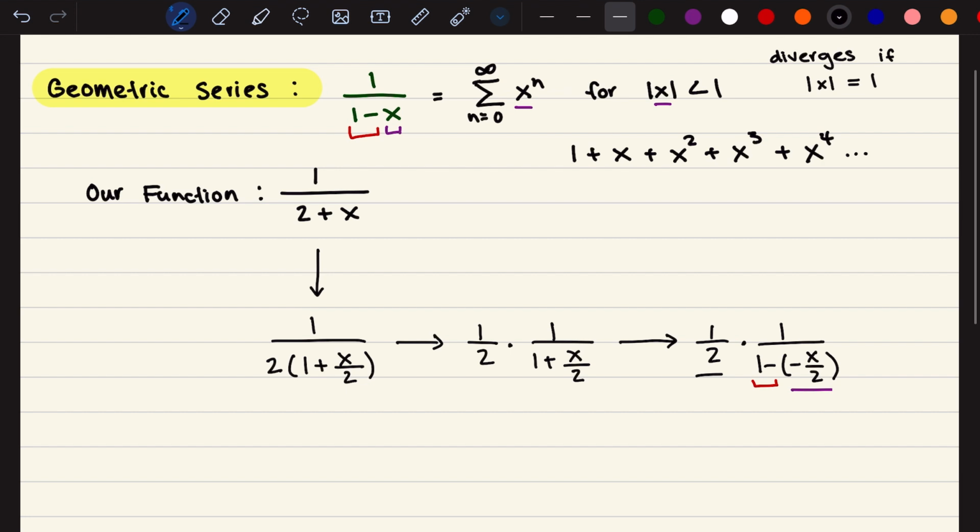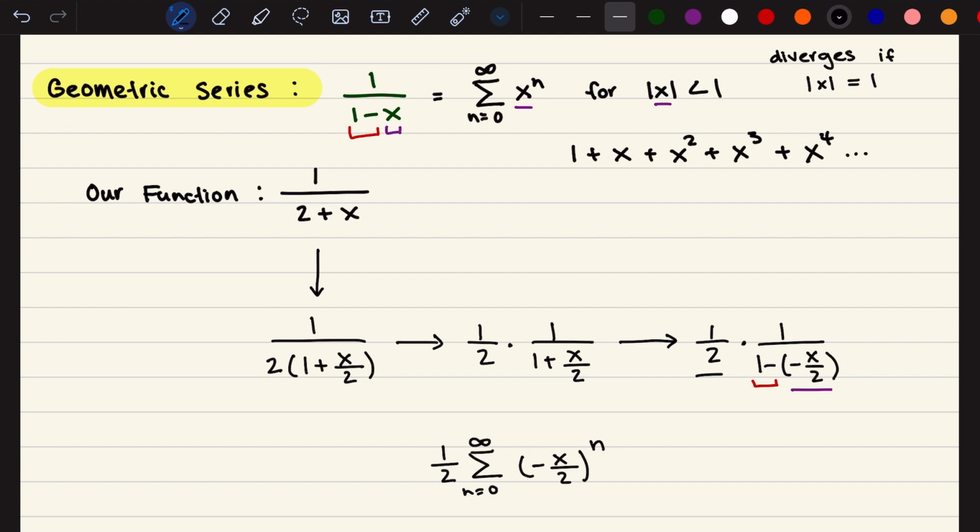So now all we need to do is plug it into what we already know. We can use the same format. We're going to keep the 1/2 outside and then do our sigma from n equals 0 to infinity. And we're going to plug in that purple x term, so negative x over 2 to the n. And there you go. That is your power series representation.